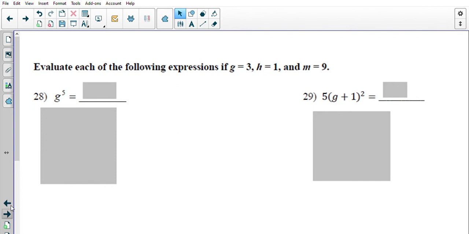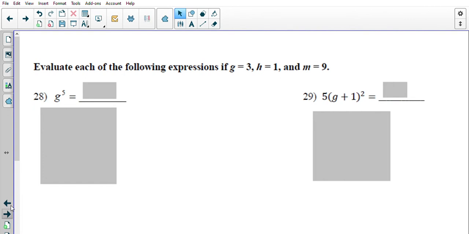All right, now we've got some evaluating algebraic expressions. Now, I know we haven't talked about algebraic expressions yet, so I'm kind of previewing a little bit of the next lessons too, but I think this is good for us to see at this point. It asks us to evaluate each of these expressions if g equals 3, h equals 1, and m equals 9. So you're going to replace the variables with the numbers that were given for them.